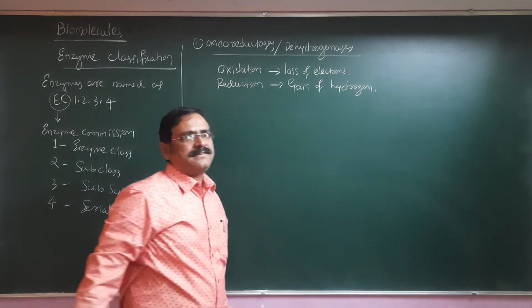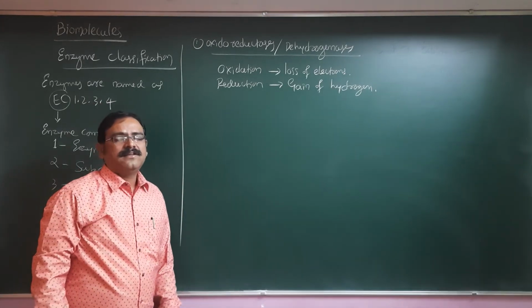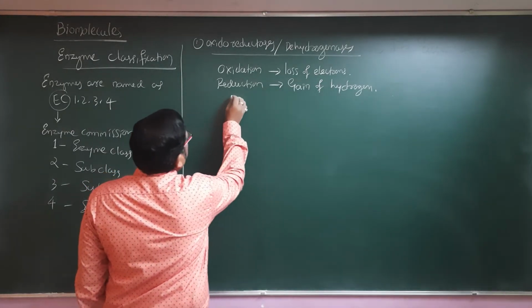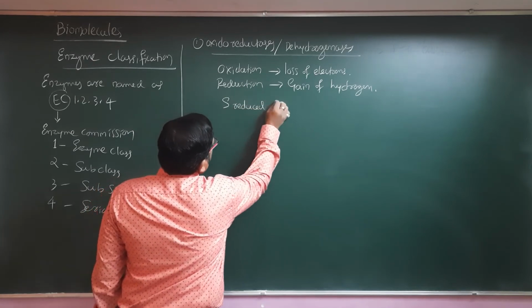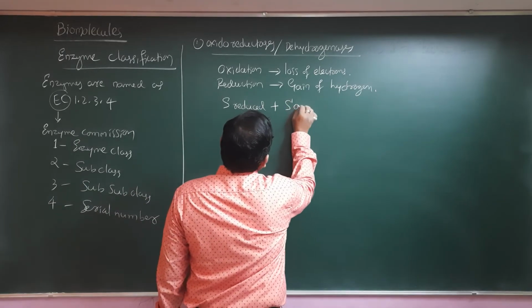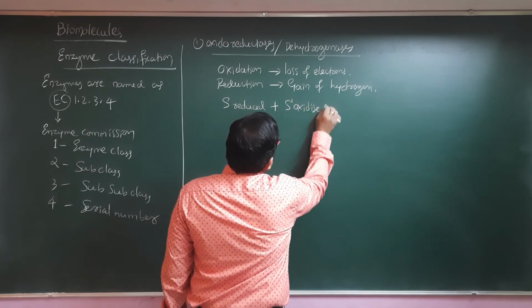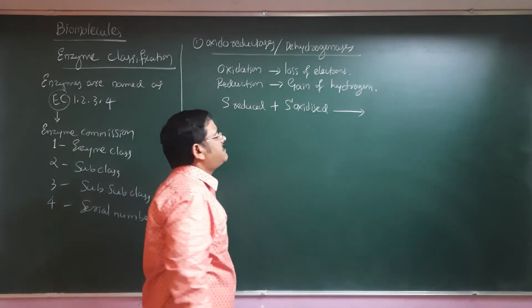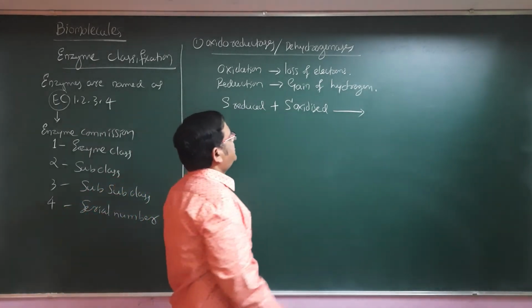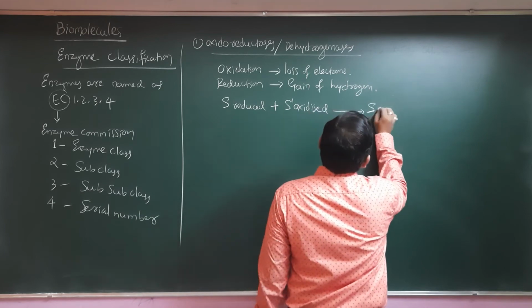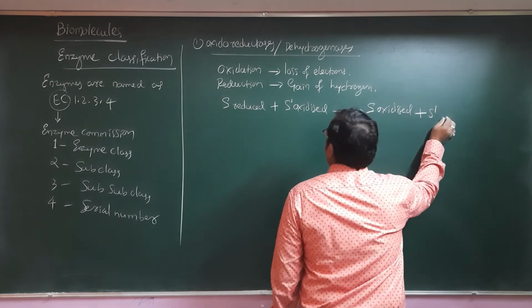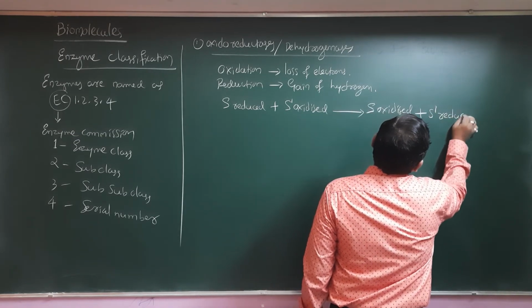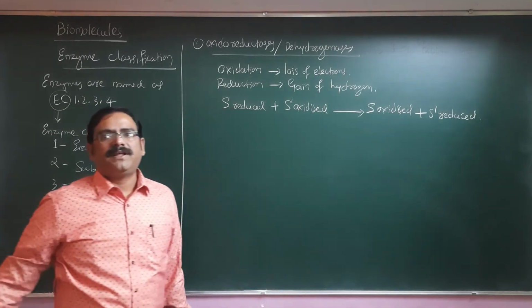Well, oxidation and reduction is happening every now and then in the cell. To consider one simple example, there is S reduced form plus S' oxidized form. The reaction is catalyzed by dehydrogenases or oxidoreductases. What will happen? S now becomes oxidized, plus S' becomes reduced. This is what we talk about mainly in the reaction.